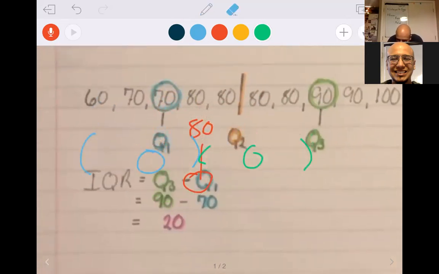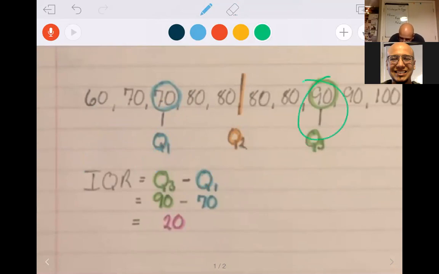I'm going to be subtracting my Q3 minus my Q1. My Q3 is 90. My Q1 is 70. So 90 minus 70 gives me 20. And that is my interquartile range. I was about to say any questions, but again, we'll see. We'll ask the questions whenever we see the actual lesson.